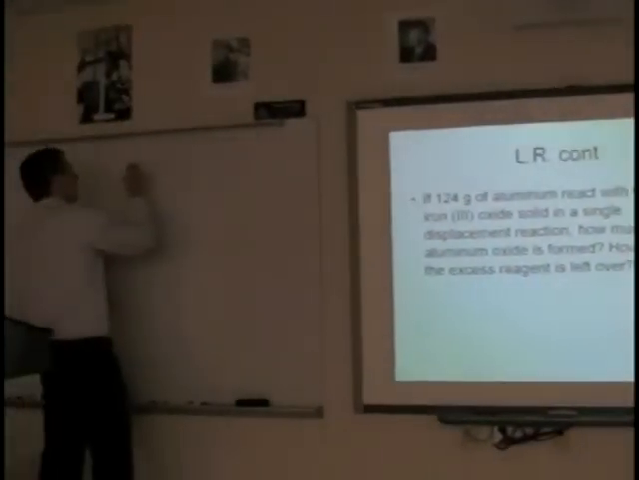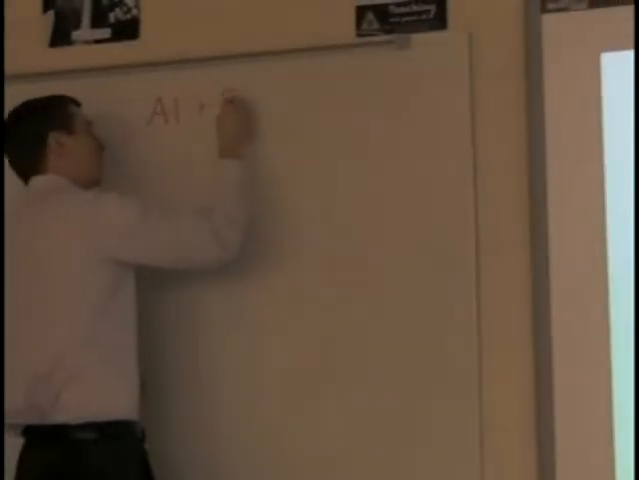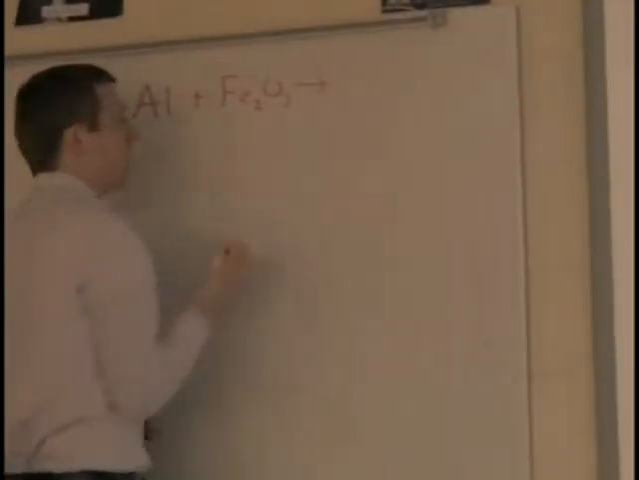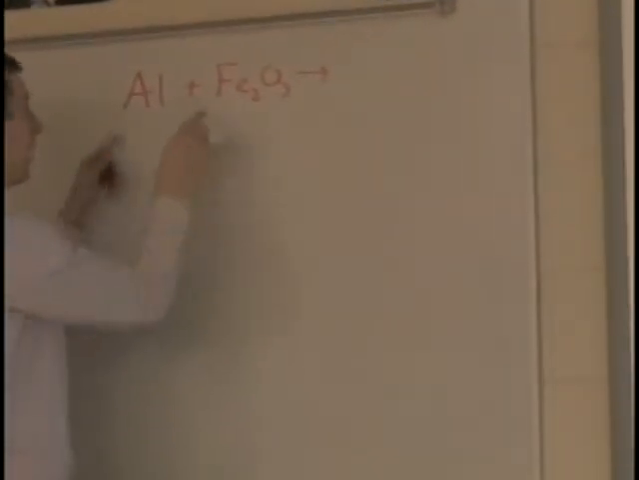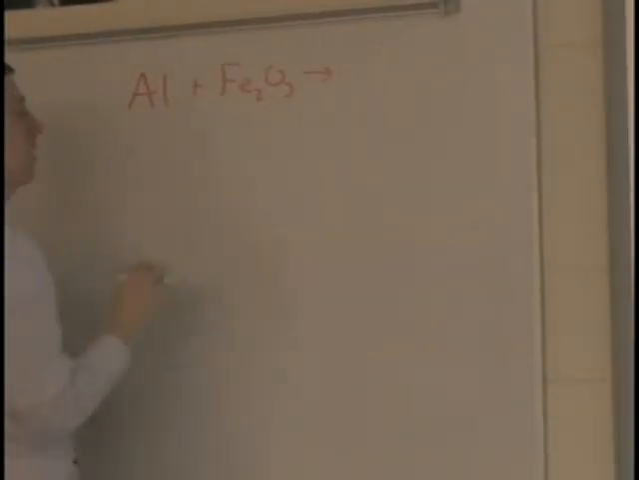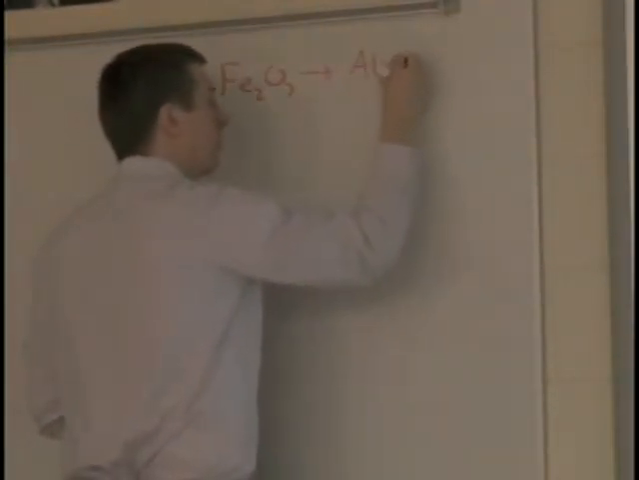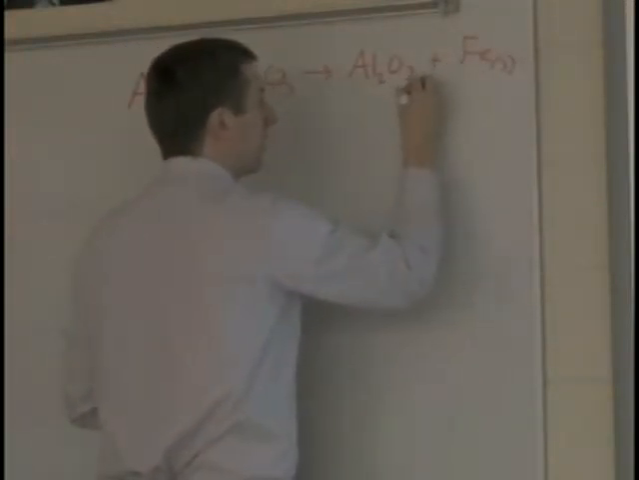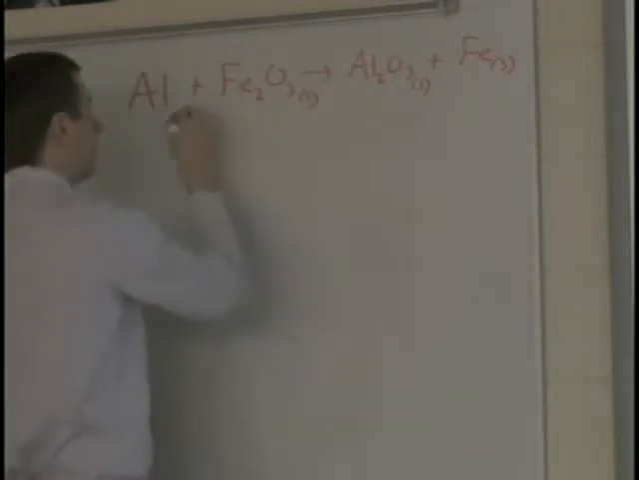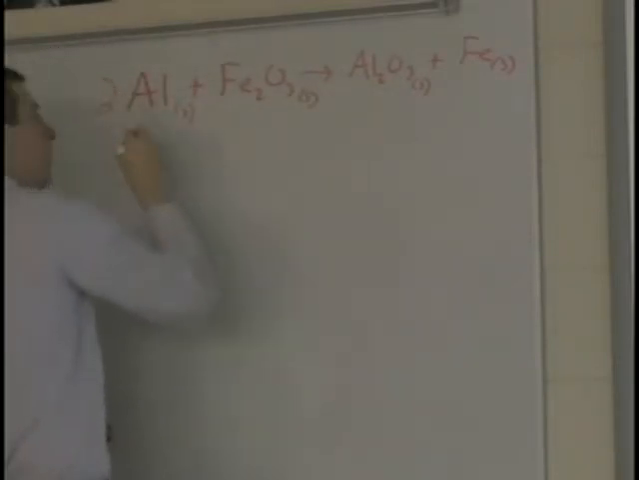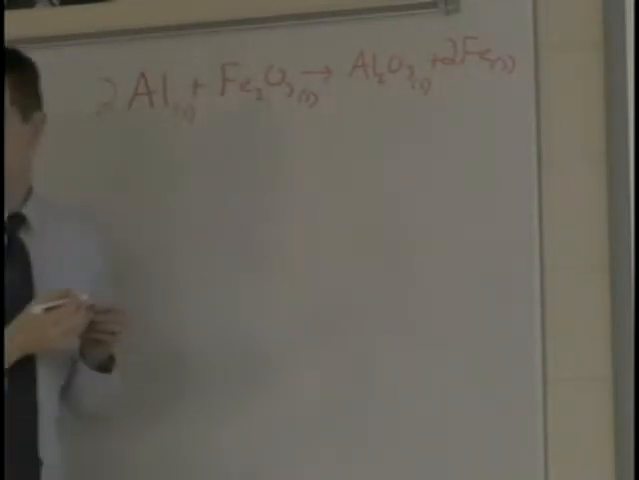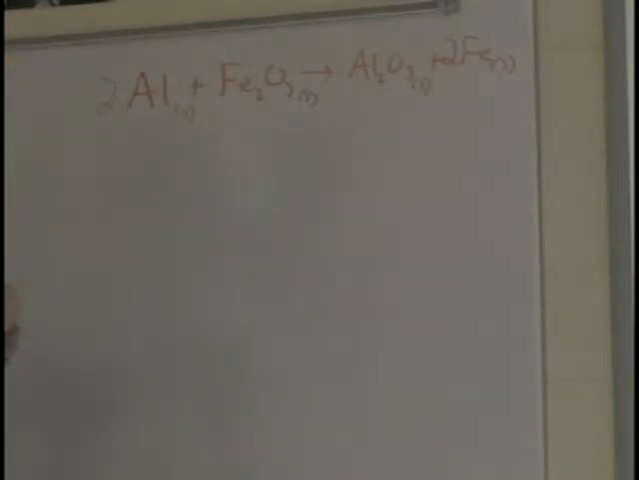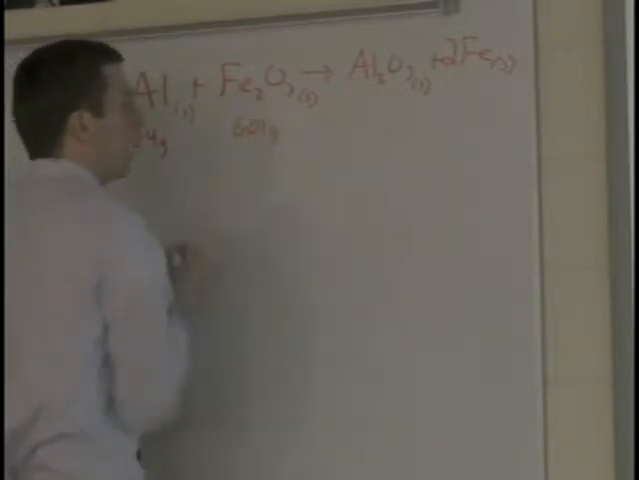Let's start off with the balanced equation, where I have aluminum plus iron 3 oxide. Single displacement reaction, which we will go over later, is when the 2 metals in this place switch places. So now I have Al2O3 plus Fe. And according to the problem, these are all solids. Need to balance by putting a 2 in front of my aluminum and a 2 in front of my Fe. Typically, what you might see some students do is write down what they're given. 124 grams of the aluminum and 601 grams of the iron 3 oxide.